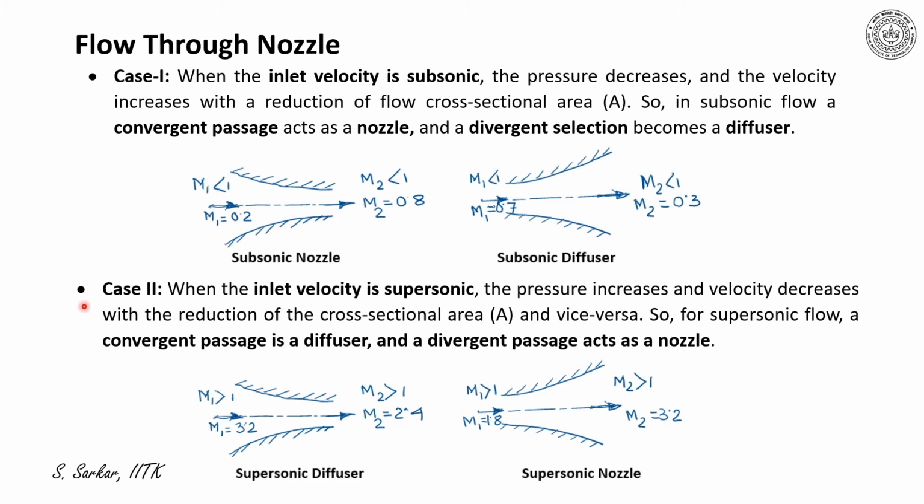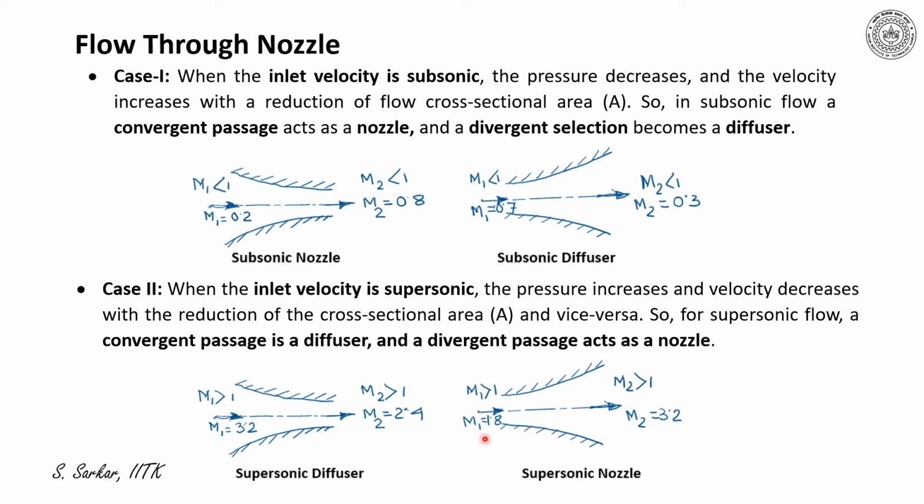Case 2, when the inlet velocity is supersonic, the pressure increases and the velocity decreases with reduction of cross-sectional area and vice versa. So for a supersonic flow, a convergent passage is a diffuser, while a divergent passage acts as a nozzle. Thus, I have illustrated here a convergent section where inlet Mach number is 3.2, the exit Mach number would be, as an example, 2.4, and the pressure also increases. Therefore, for a convergent section, it's a diffuser. So I have stated here a supersonic diffuser.